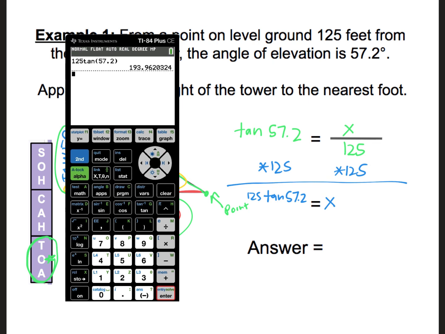We have 193.96. We want to round to the nearest foot, so we don't want any decimal places. So 193.9. That 0.9 tells me I round up, so my final answer will be 194. Again, this is in feet, so my final answer would be 194 feet.